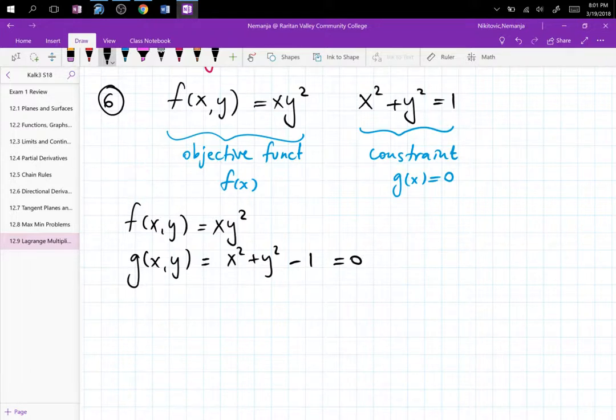Now I need del f. Del f is a vector of partial derivatives. So f x is y squared, and f y, well, let me write.